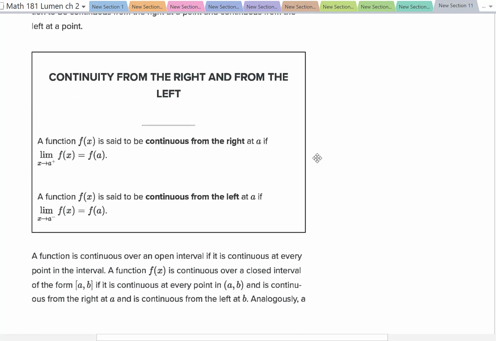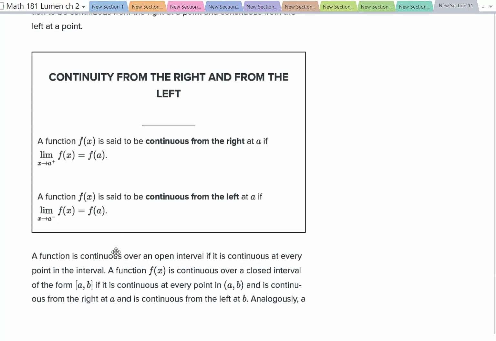As we look into continuity over intervals, a function f of x is said to be continuous from the right at a if the limit as x approaches a from the right of f of x equals f of a, and it's said to be continuous from the left if the limit as x approaches a from the left of f of x equals f of a. So that is going to give us continuity from the left and the right for a certain point in an interval.